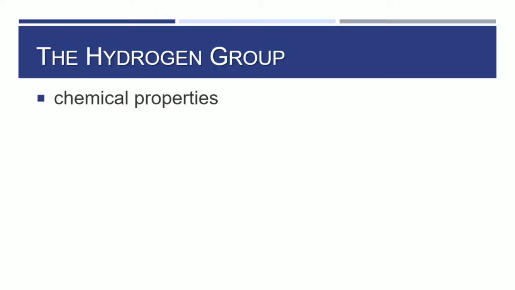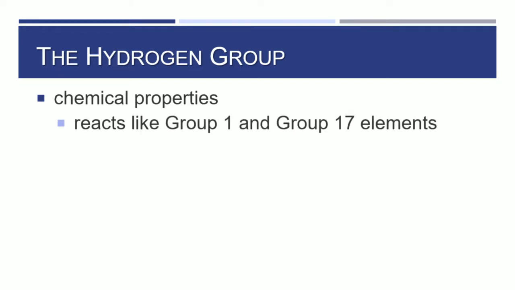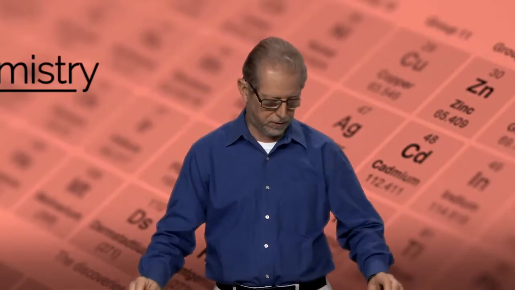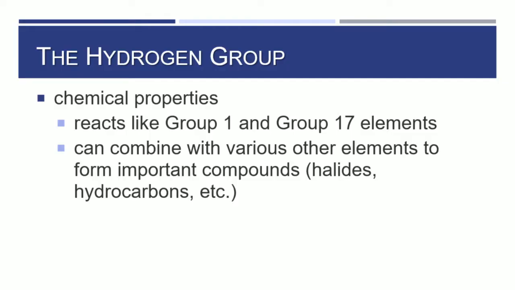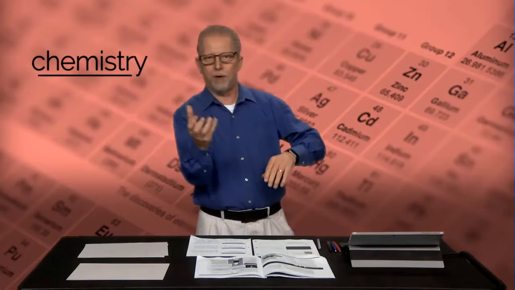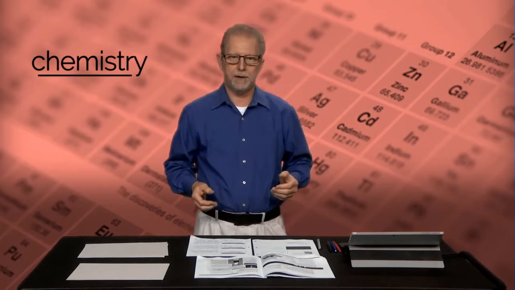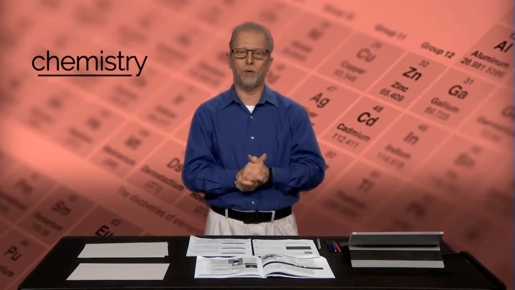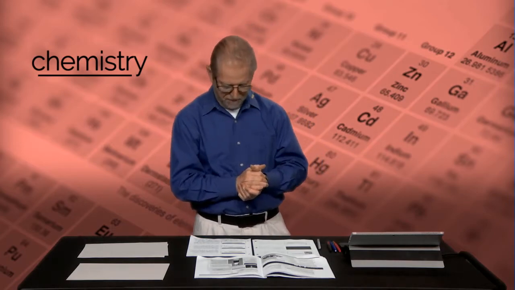Okay, next it's chemical properties. It reacts like the group 1 and the group 17 elements. That's a hint as to why it's by itself. And I gave you another one earlier that I didn't tell you which one it was. Next, it can combine with various other elements to form important compounds. A halide, that means an element plus hydrogen, a halide. Hydrocarbon is hydrogen and carbon. And we will study hydrocarbons in the organic chapter.